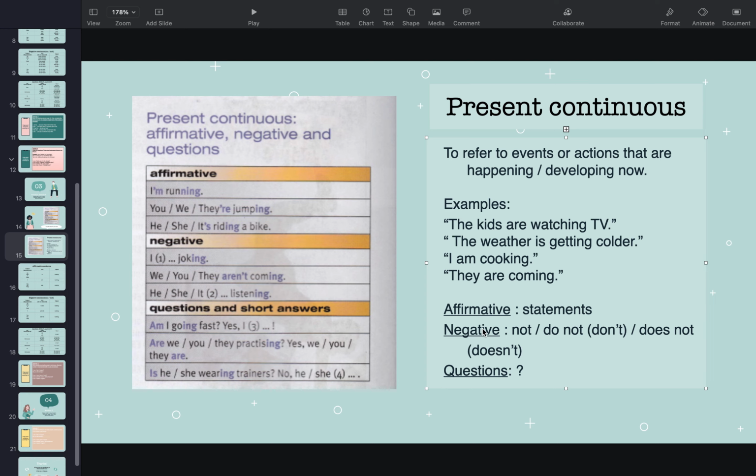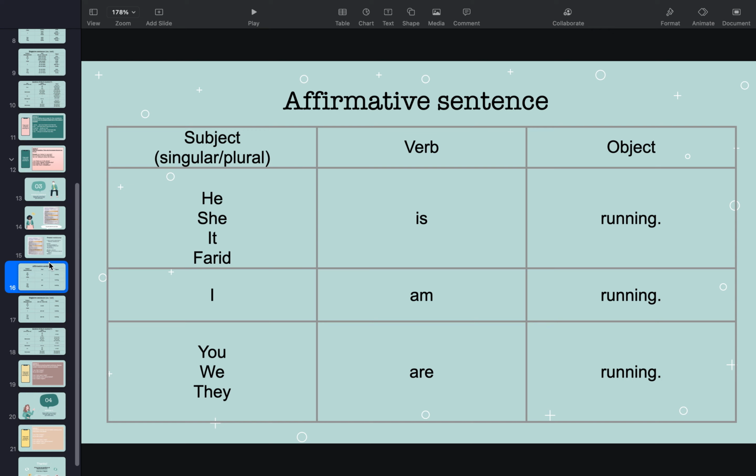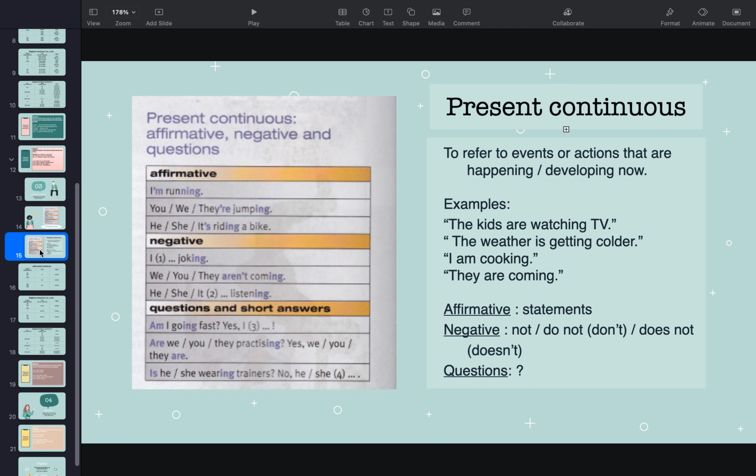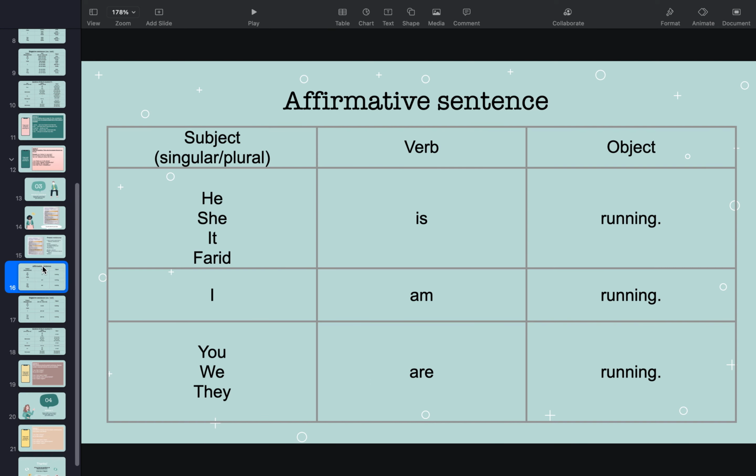Apa itu affirmative, negative dan question. Kamu dah faham dah. Tadi teacher dah terangkan. Now, contoh dia. Macam mana nak tulis ayat-ayat ni? Okay. First of all, beri perhatian pada subjek dia. Pay attention to the subject. Is it singular or is it plural?